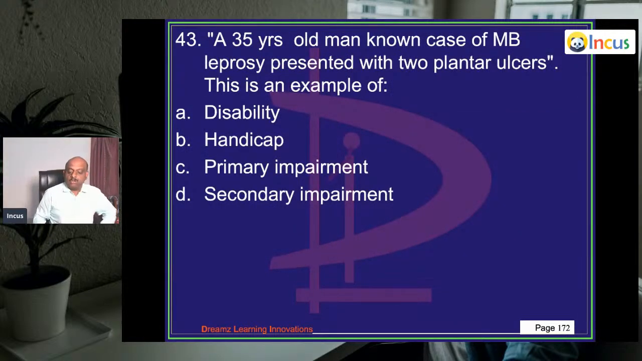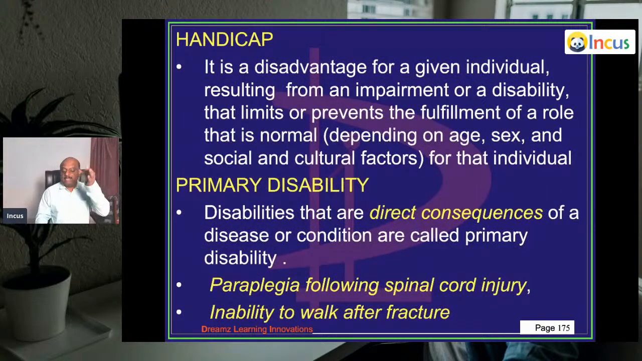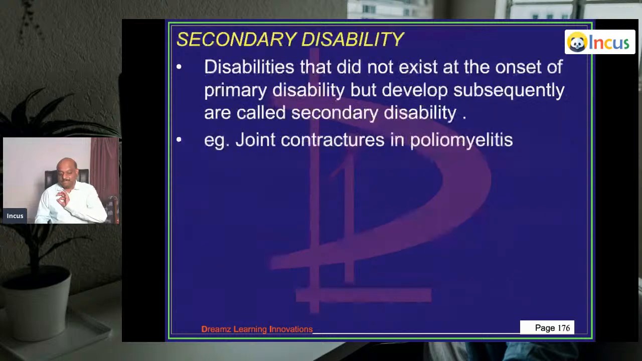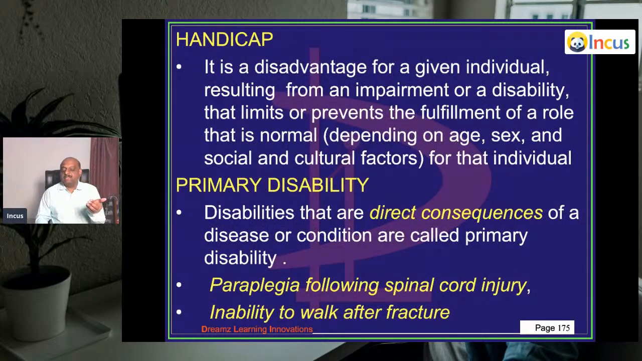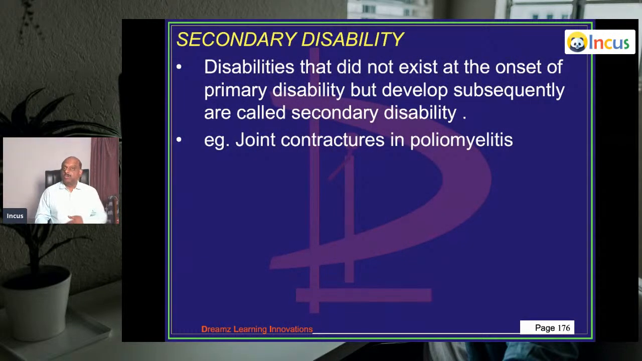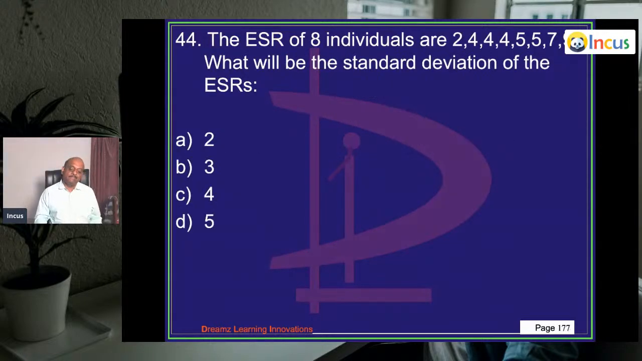A 35-year-old man, known case of multibacillary leprosy, presented with 2 plantar ulcers. It's an example of secondary impairment. Primary disability is, for example, paraplegia. Secondary disability is whatever lesions develop because of the primary disability. So polio is primary disability, but joint contracture due to immobility in poliomyelitis is secondary disability.